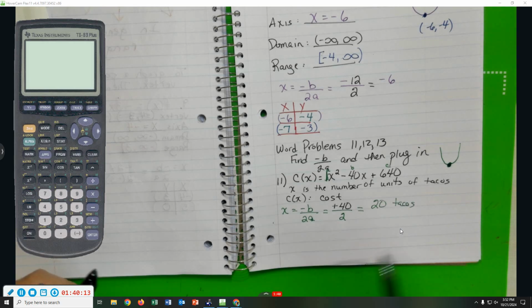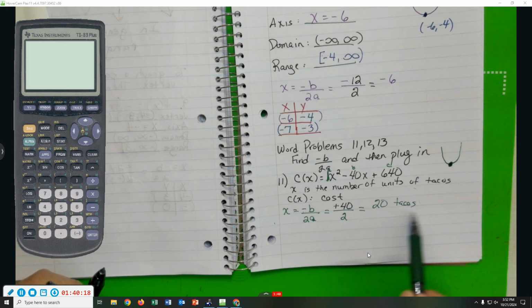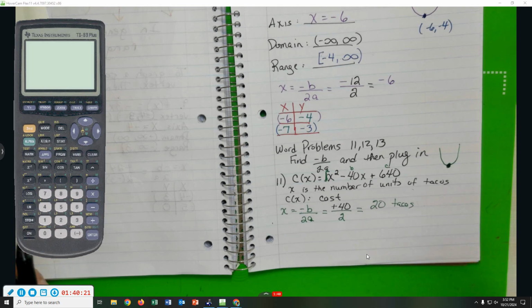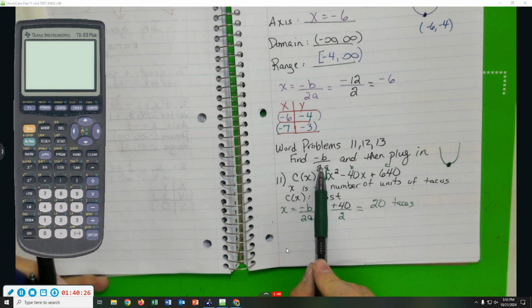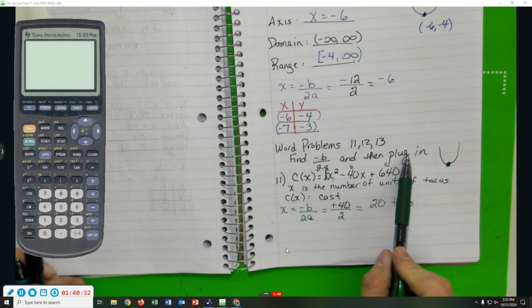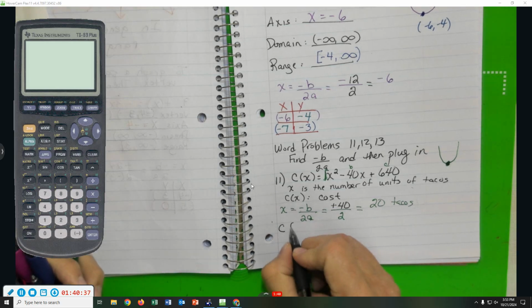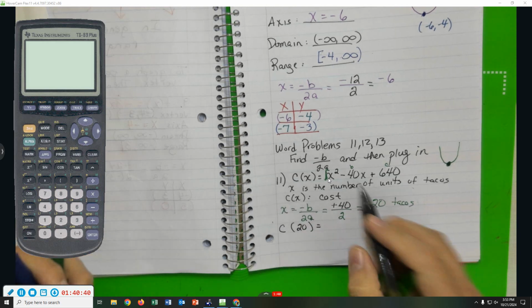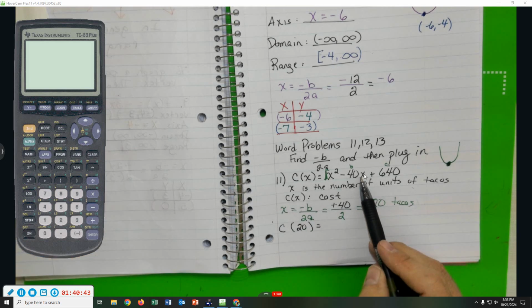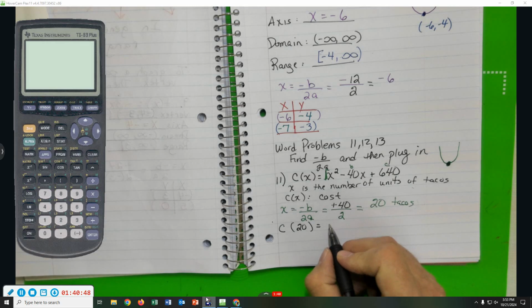So if she wants to minimize her cost, she needs to try to sell 20 units of tacos each day. And how do we find that cost? Once you find the minus B over 2A, what did I say to do? Once you know the X value, how do you find the Y value? Plug it in. So you're going to use your calculator for that to find C of 20. It'd be 400 minus 800, which is negative 400, plus 640. I'm getting 240. Let's see if this calculator is going to agree with me.